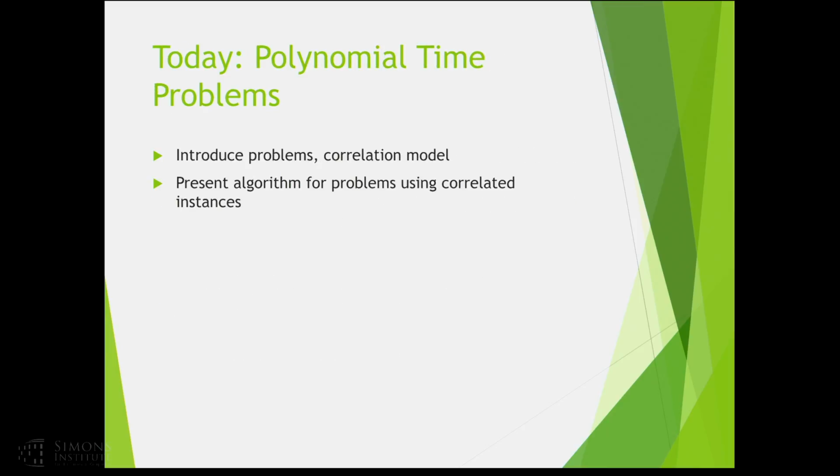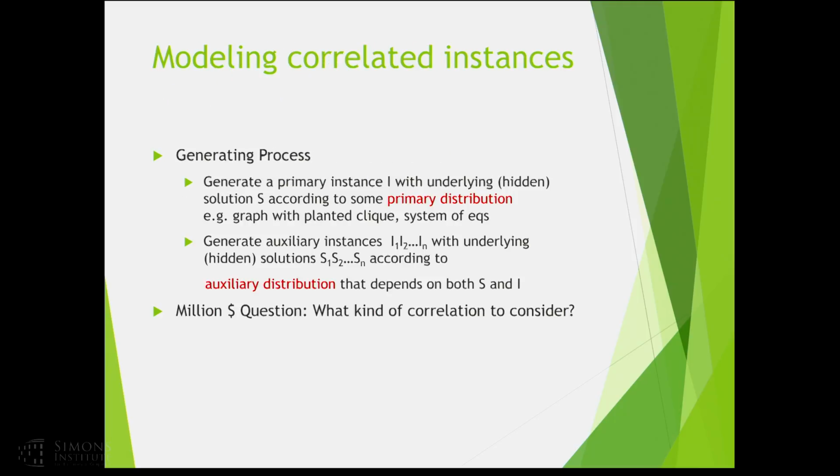So what we'll be looking at now is polynomial time problems, specifically the things that you look at in the fine-grained complexity framework. And we'll look at how correlated instances can help us with that. So now, how are we going to model this idea of having correlated instances? We're going to think of these correlated instances as coming from some sort of generating process.